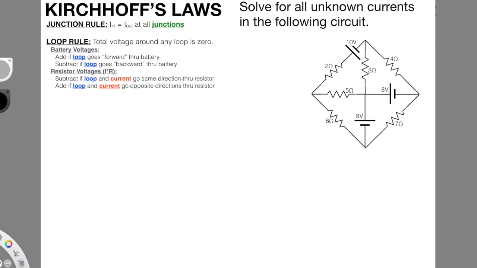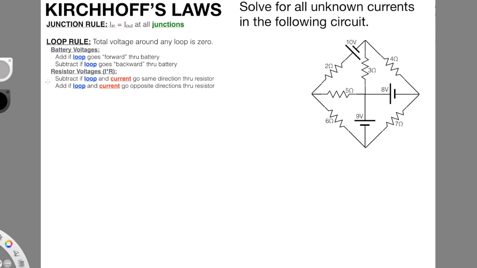Kirchhoff's laws are shown over here on the left. They're used when we have multiple batteries or when our series or parallel rules fail. First, we have the junction rule, which requires us to set the current in equal to the current out at all junctions because charge is conserved. Then we have the loop rule, which is kind of a modified version of our spend all of the voltage the battery gives you rule, with special rules for whether we add or subtract our battery voltages and our resistor voltages. We'll get to those in a minute.